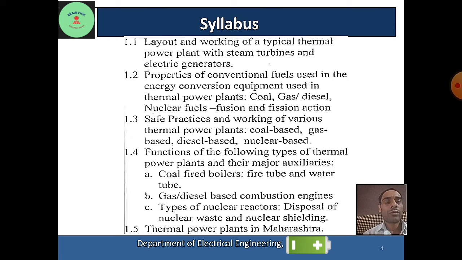Number 4, function of the following types of thermal power plants and their major auxiliaries. Number 1, coal fired boilers, fire tube and water tube. Number 2, gas and diesel based combustion engines. Number 3, types of nuclear reactors and disposal of nuclear waste and nuclear shielding. And after that, last, thermal power plants in Maharashtra.